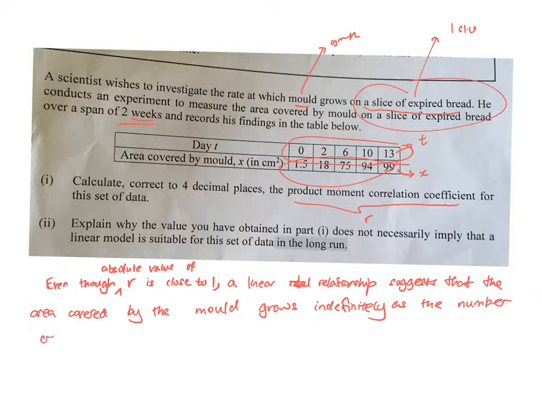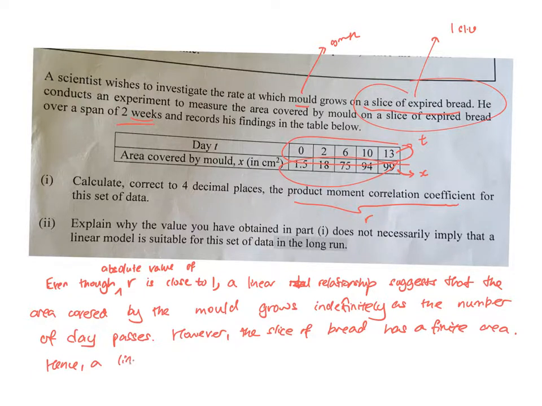So you really need to write this amount to explain the number of days. You cannot just write a summary; you really have to be very detailed: as the number of days passes. However, the slice of bread only has a finite area. So hence, a linear model may not be suitable in the long run for this set of data.